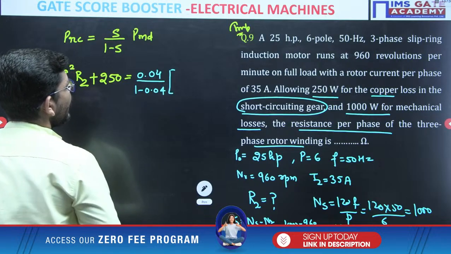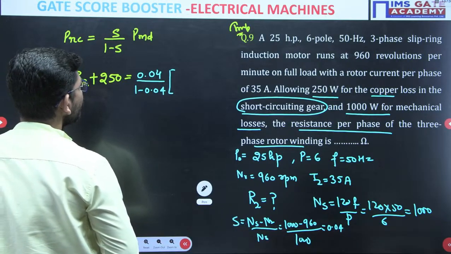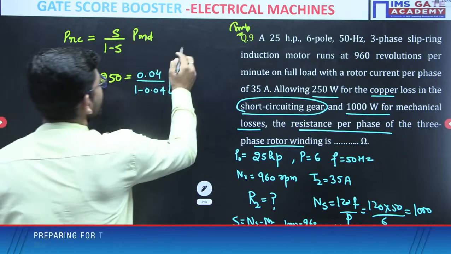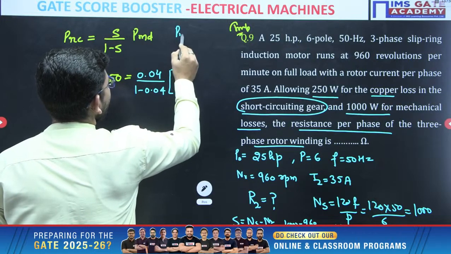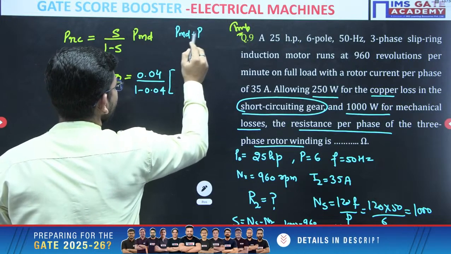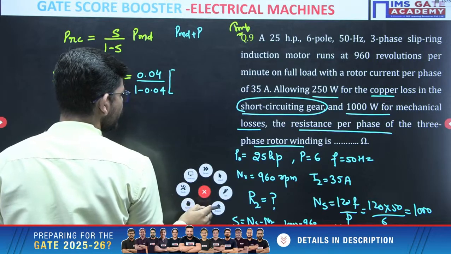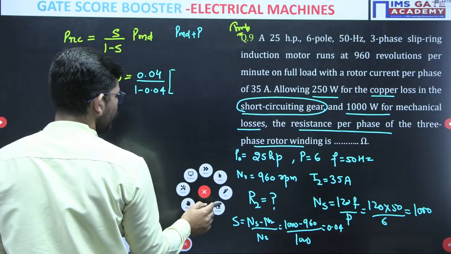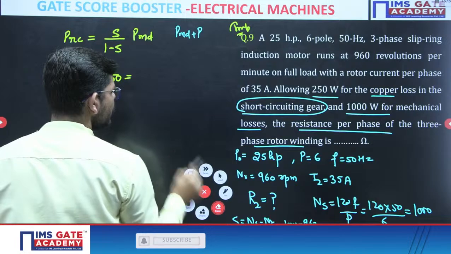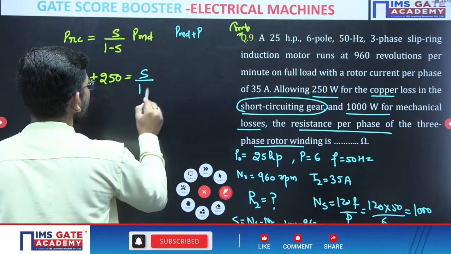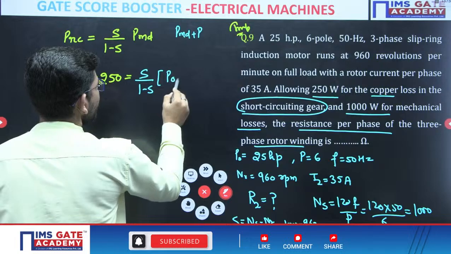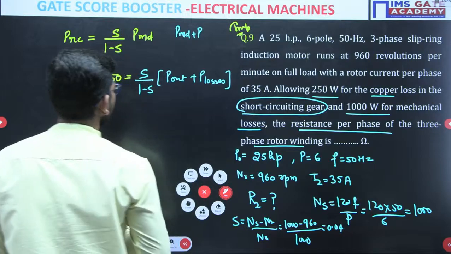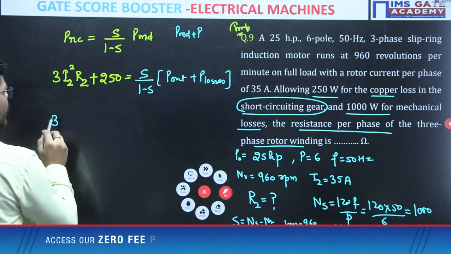Now, what is going to be the mechanical power developed? Let me write here, PMD is basically equal to P output plus P losses. Let me write once here the complete formula. So S upon 1 minus S, it will be P output plus P losses in friction. Got it? Now just put the values.